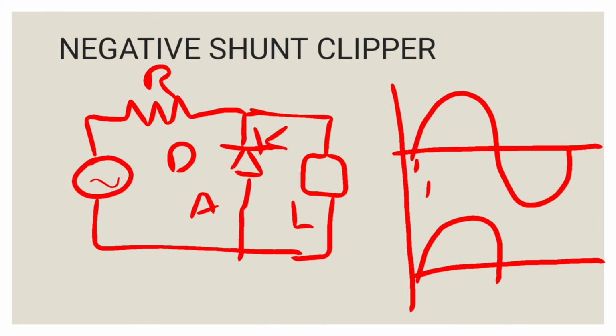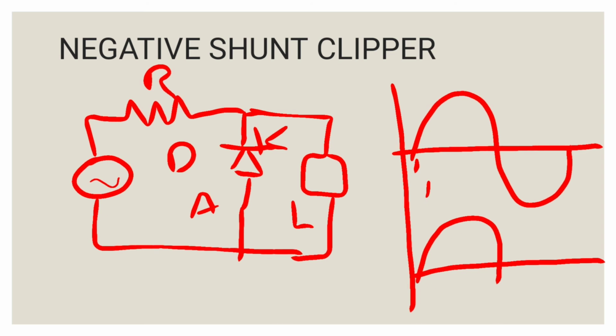But when it goes to the negative half cycle, the diode starts to conduct in forward bias condition, so there is no waveform in the output. It completely blocks the output like this, so we can get only the positive half cycle as the output. It is also known as a half-wave rectifier.